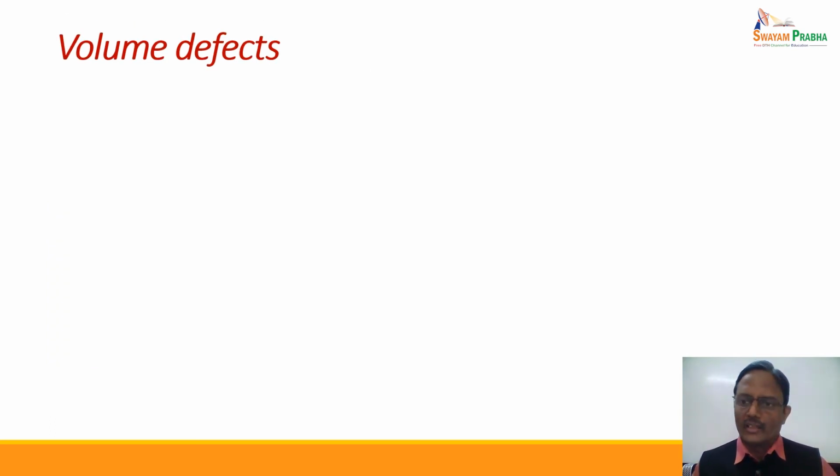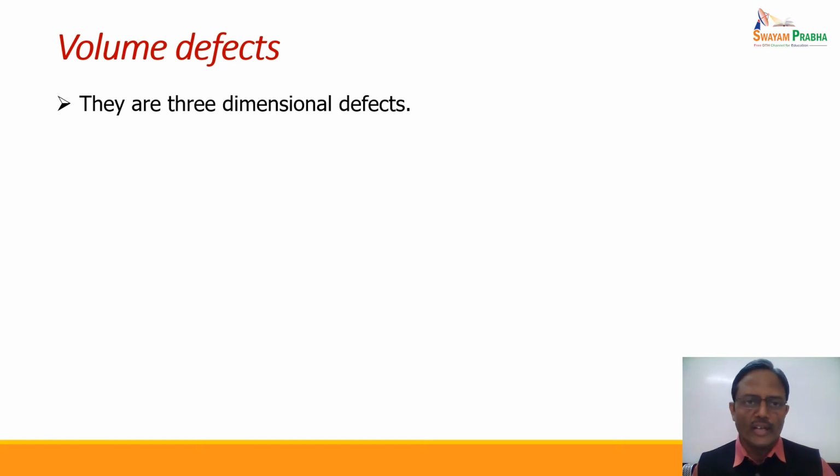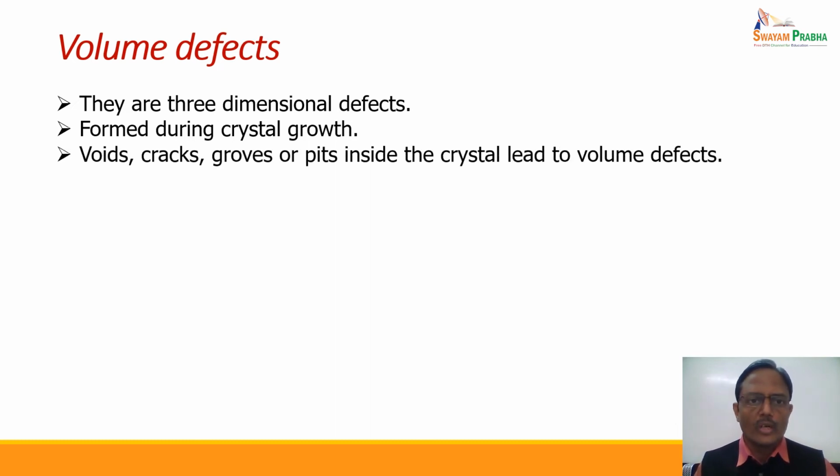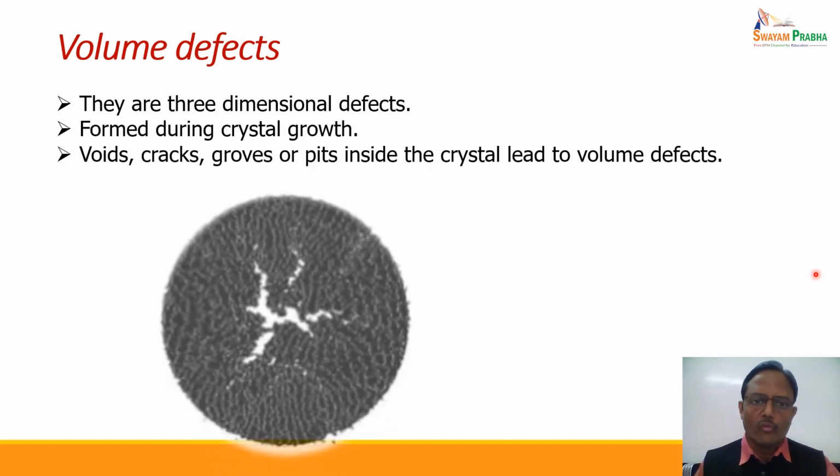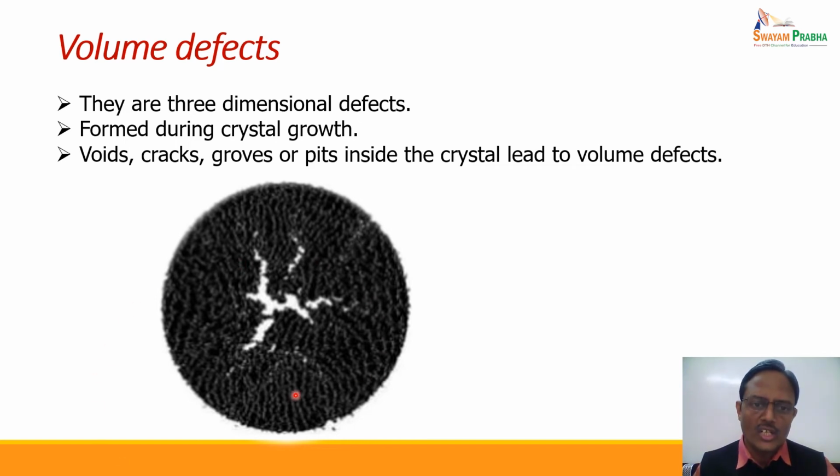The volume defect is a three-dimensional defect observed in crystals, and it is formed during crystal growth. It is because of various voids, cracks, grooves or pits which develop inside the crystal lattice when the crystal lattice grows in size, and this leads to a three-dimensional volume defect. If we see this crystal structure, there are a large number of atoms, but there is a volume cavity along all three dimensions. Such a cavity is produced or gets trapped within the crystal structure. This is called a volume defect.